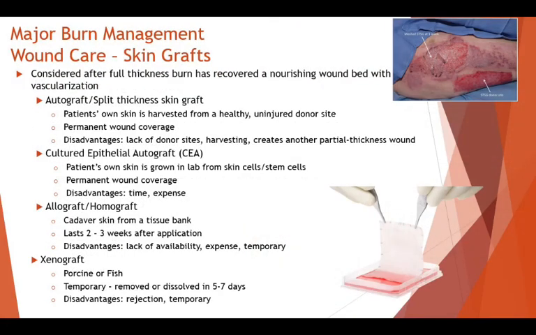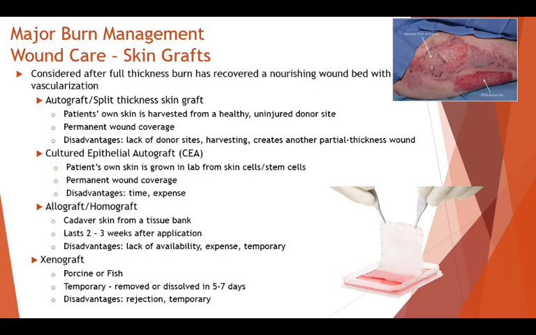Skin grafts are a necessity with most major burns. If the skin tissue is too deep to recover on its own, then they will graft skin on top of it. There's a couple of different kinds. The most common is your patient's own skin.